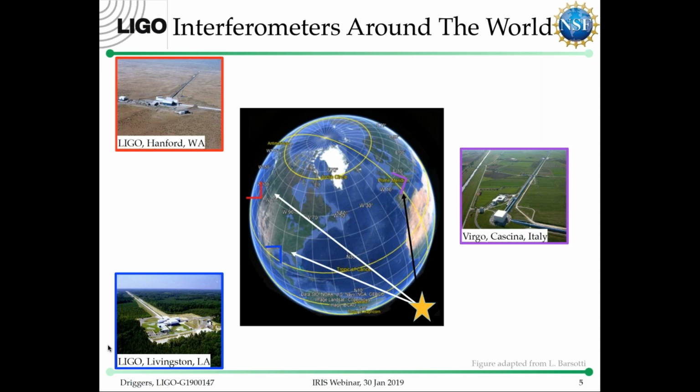The LIGO interferometers are 4 kilometers long, so you can see these L shapes in the overhead photos. They're really pretty long. And so each of the arms of our interferometer are 4 kilometers long. In Italy, those arms are 3 kilometers long.